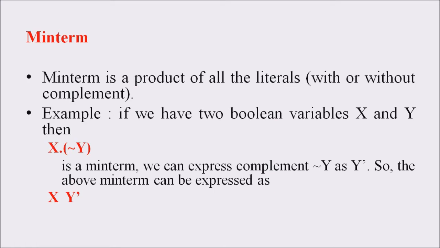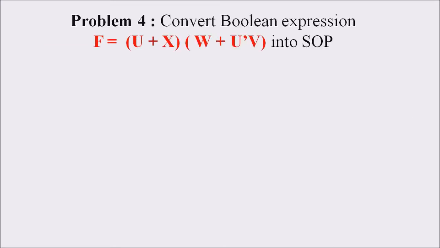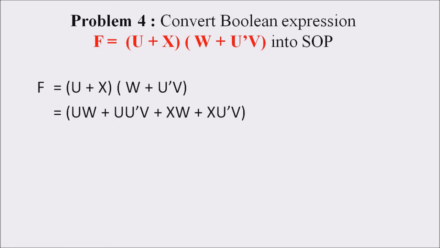In this lecture, our question is: convert the Boolean expression f = (u + x)(w + u bar v) into the SOP representation. While considering the solution, firstly, we need to expand the given function. That is, f = (u + x)(w + u bar v) can be expanded as UW + UU bar V + XW + XU bar V.